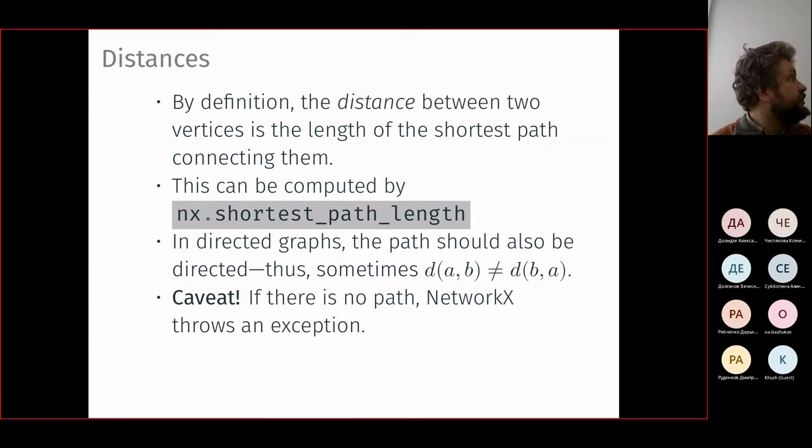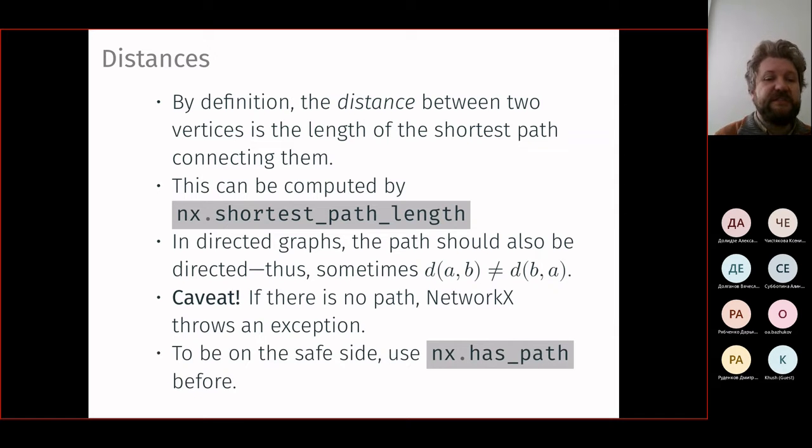There is a very important thing here: if there is no path, then you cannot run this, because it will not just say infinity, it will throw an exception. So it will return an error. To be on the safe side, you first have to check that there is at least one path, using the method has_path.